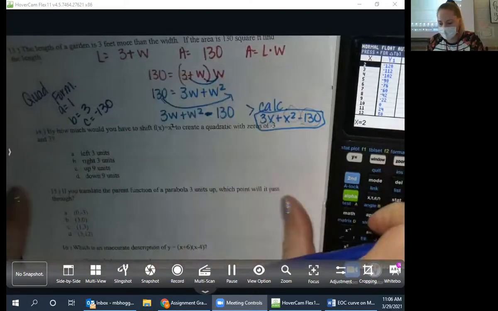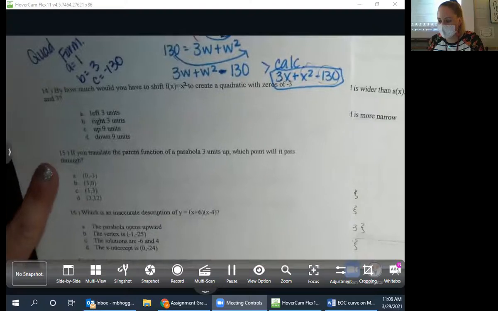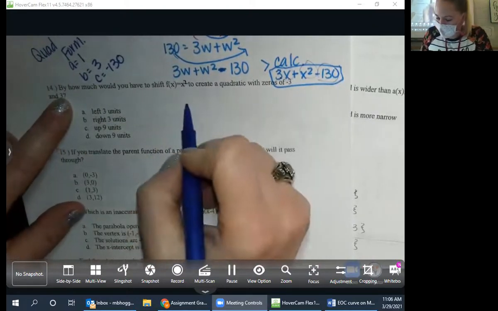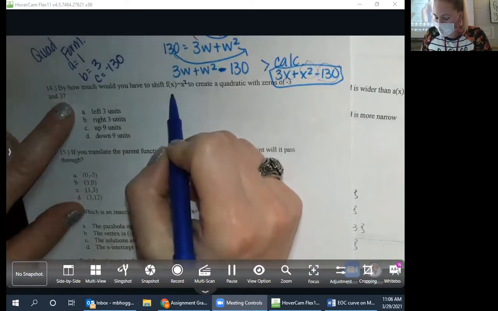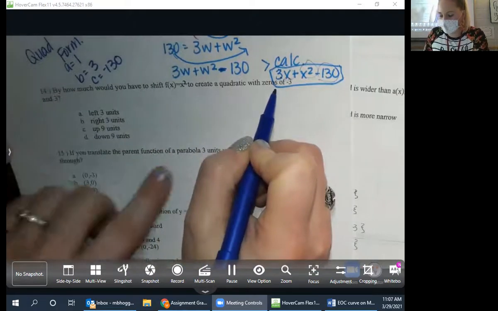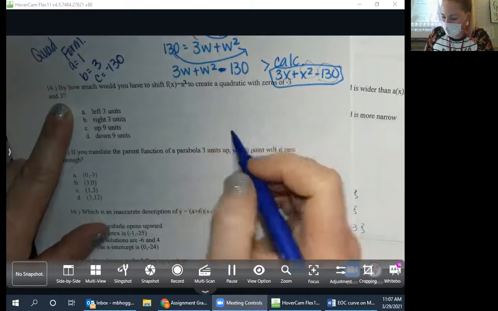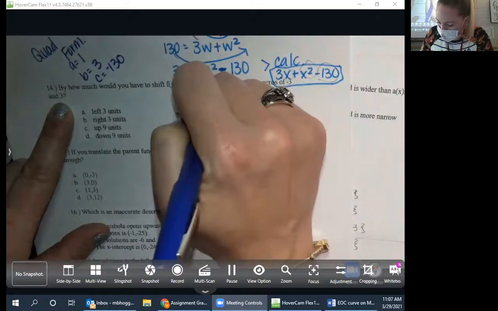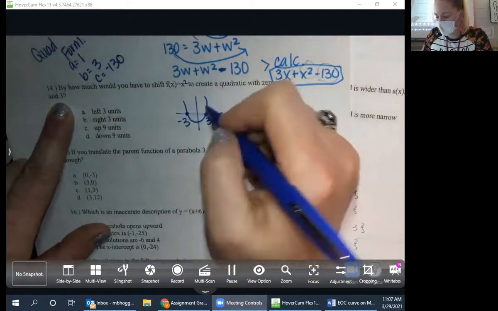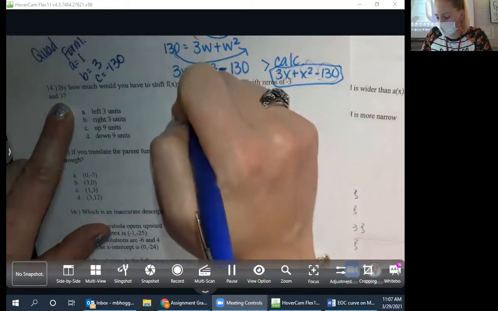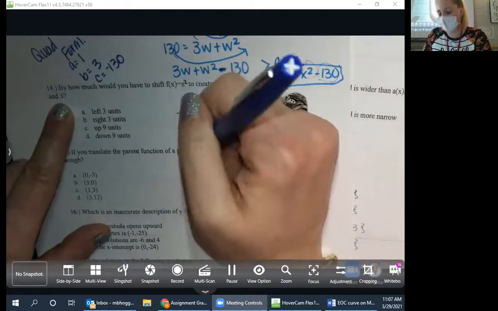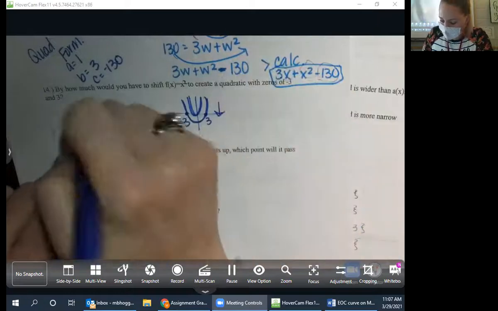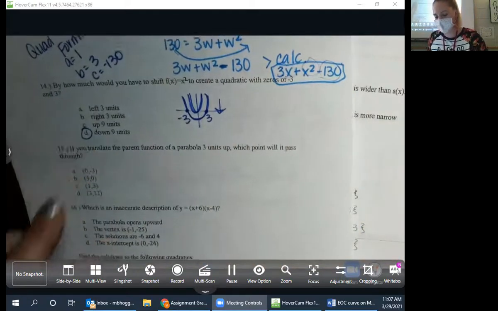We're not done. Okay, let's finish up really quickly. These last ones aren't going to take very long. It says, how would you shift x squared to create a quadratic with zeros of negative 3 and 3? So we wanted our zeros to be negative 3 and 3. This is your original parent function. Where's it going to have to go, up or down? It's going to have to go down to be this. So D, it's going to have to go down. That's the only one that says down.